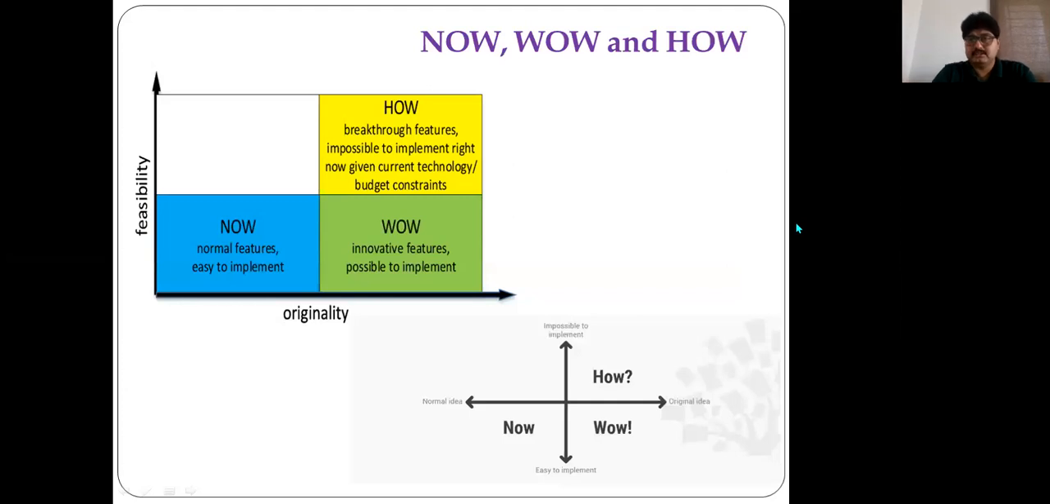Coming to the other type of concept selection process, it is about looking at the ease of implementation and thinking about the originality of the ideas. Whether it is feasibility or originality, these two are going to be taken into consideration. Now, what we can do is go with the normal features that are very easy to implement.